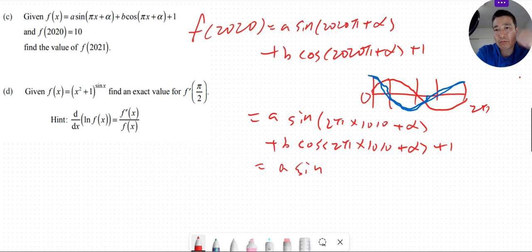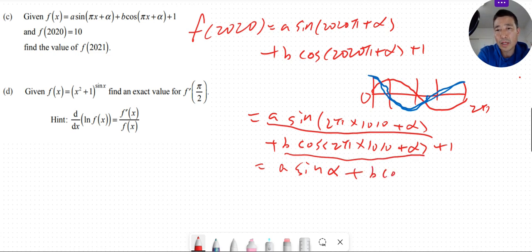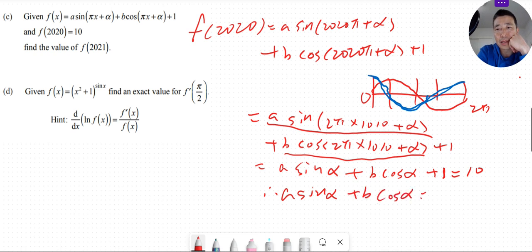So I can simplify this to sine. So this is like nothing, isn't it? Zero. So it's just sine alpha, right? So this turns out to be a sine alpha, and same as this is just b cosine alpha, isn't it? Plus 1, and it says that is 10. It's given as 10. Then that means a sine alpha plus b cosine alpha is 9. Good to know, isn't it?